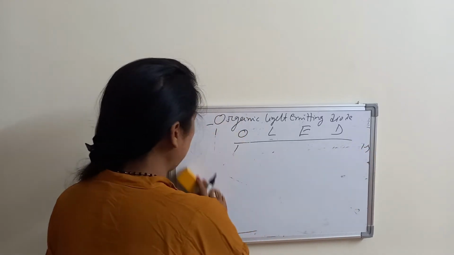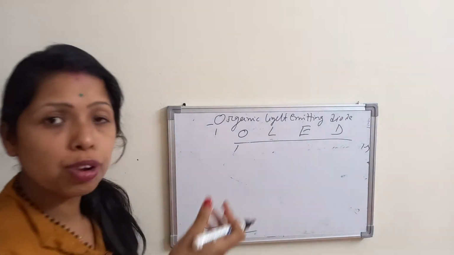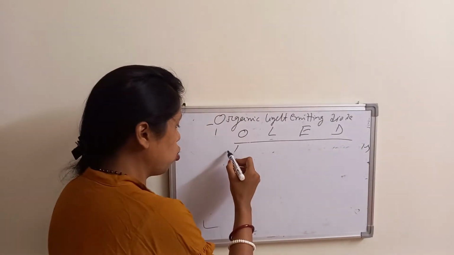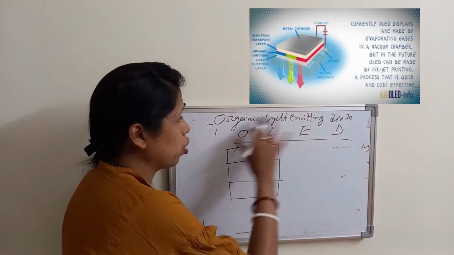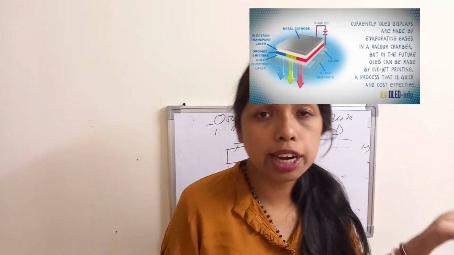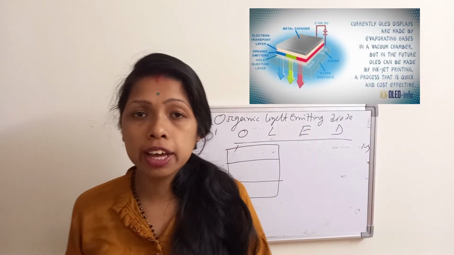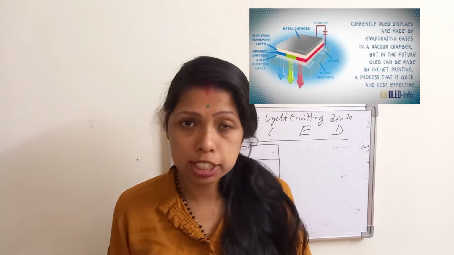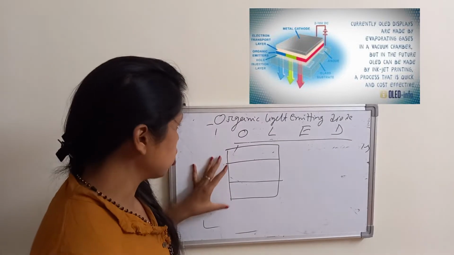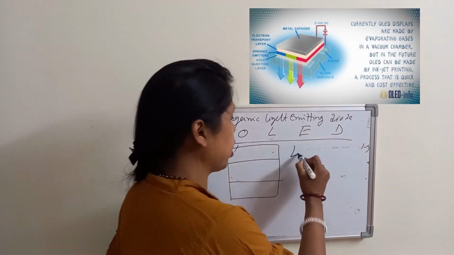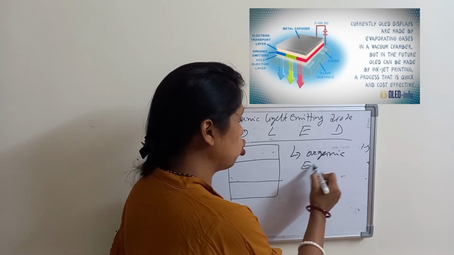Okay, so I'll just discuss the simple basic structure. Suppose this is an organic light emitter. It is also a solid state device containing organic semiconductor based devices. This organic light emitter is also called an organic electroluminescence device.